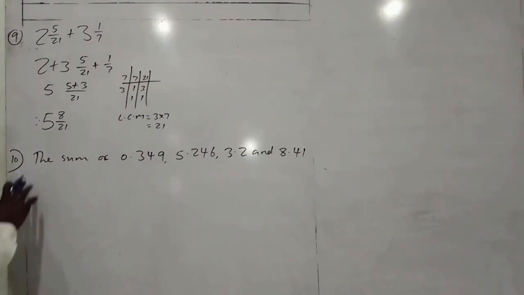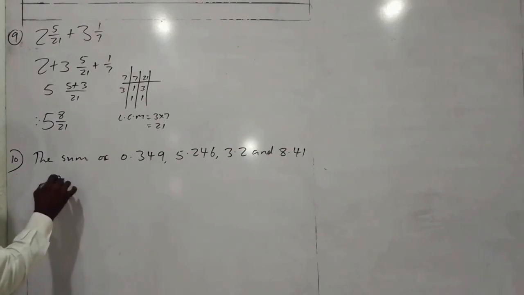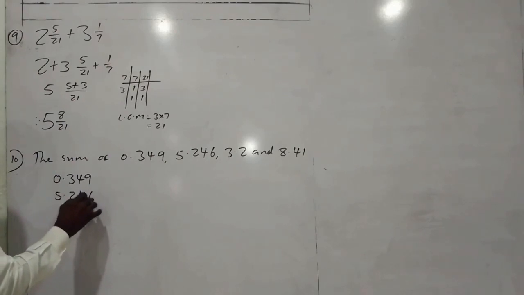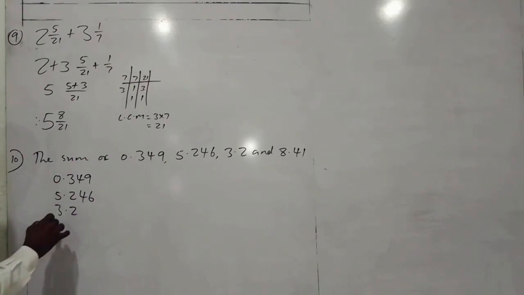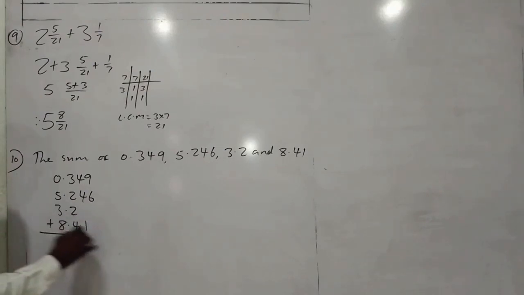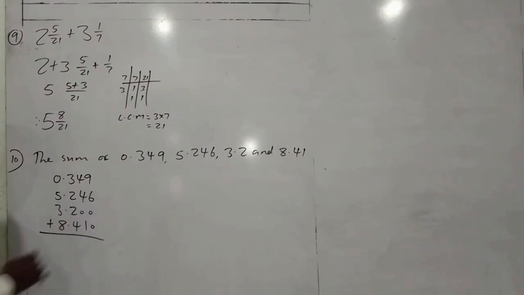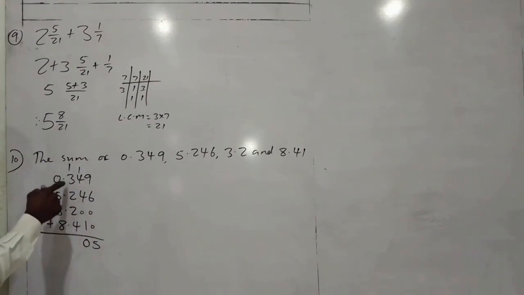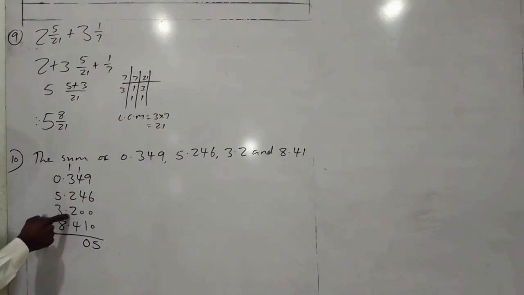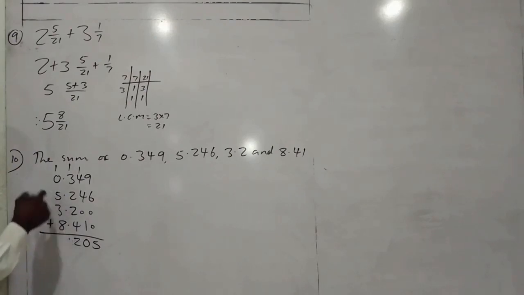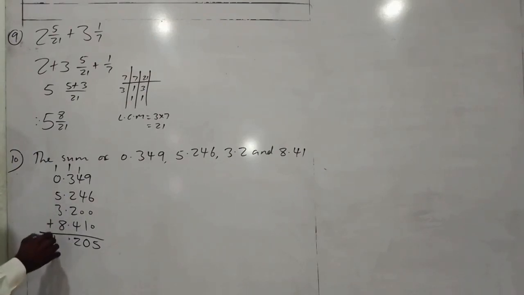When you hear the sum, it means addition. So we sum up these numbers: 0.349 plus 5.246 plus 3.2 plus 8.41. You can balance the places up with zeros. 9 plus 6, that will give me 15. 5, 9, 10. 4, 6, 8, 12. Move your 1 here. Put your point here. 6, 9, 17.